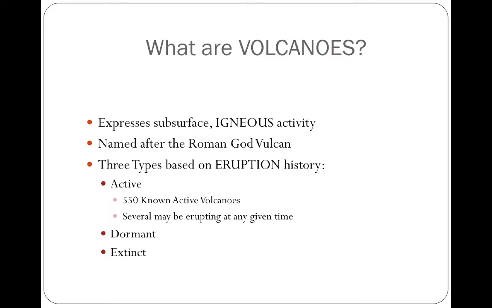There are three types of volcanoes based on eruption history. There are first the active volcanoes, and there are 550 known active volcanoes, give or take, across the world, and several could be erupting at any given time. There's also what we refer to as dormant volcanoes, which have not erupted in historical time, but are capable of still erupting. And finally, we have extinct volcanoes, which have also not erupted in historical time, but they have no signs of any activity, so we would say they are no longer able to erupt.